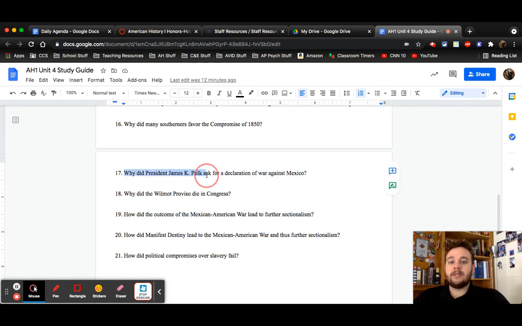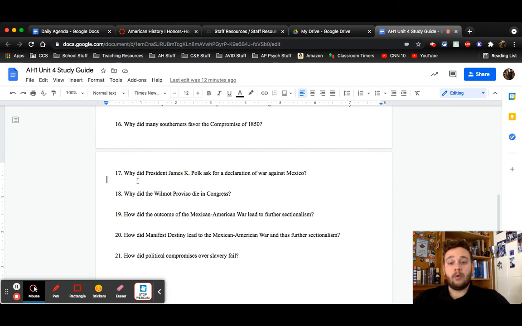Why did President James K. Polk ask for a declaration of war against Mexico? There's the right answer to this, and then there's the kind of hint, hint, wink, wink answer. Remember, like I said when we talked about the Mexican-American War, Polk ordered American troops into that disputed territory on the border of Texas and Mexico, kind of telling them, don't shoot first, but try to provoke an action for Mexico to fire upon you so that I can justify declaring war against Mexico.